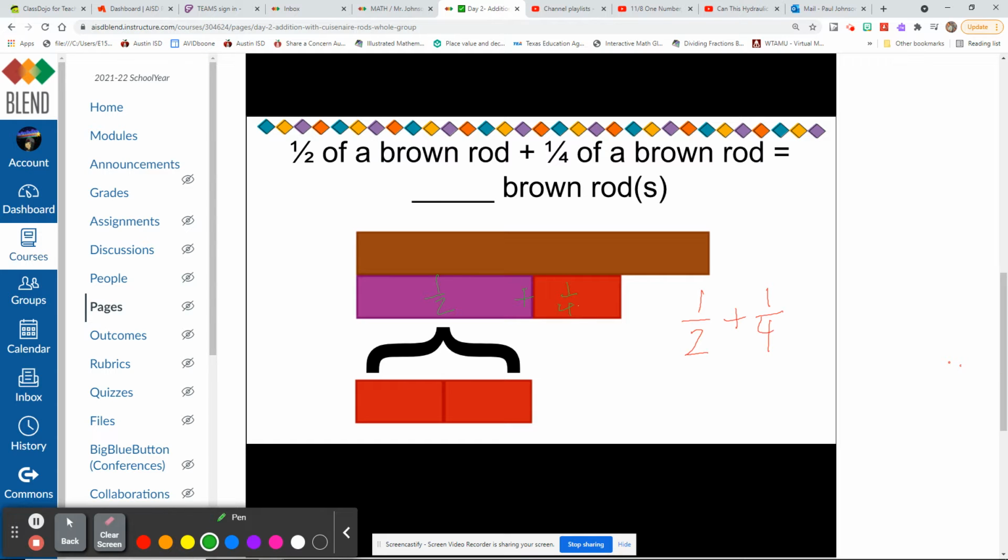Now I can't tell you what this equals right now because the denominators are different. So I can't say like 1/2 fourth. You can't say like 1/4 half, right? So what I need to do is find a common denominator, or the same denominator, or the same sized pieces. As you can see right here, they cut 1/2 into 2 pieces.